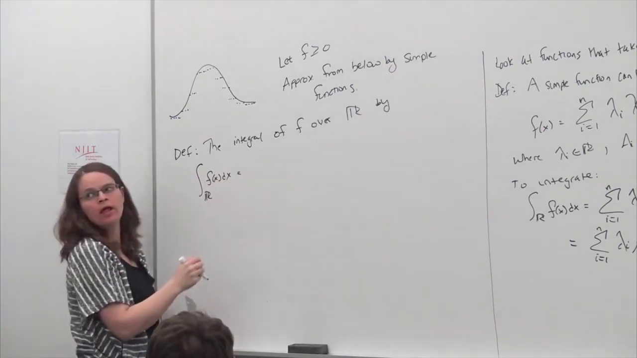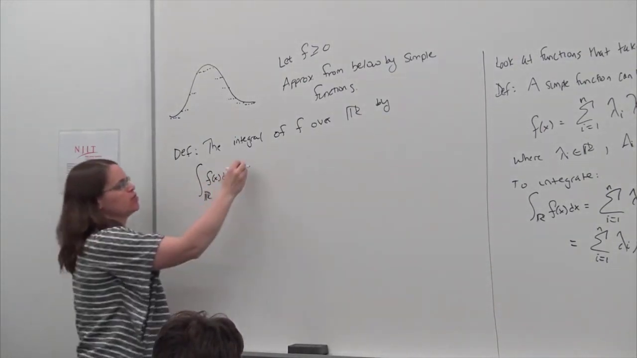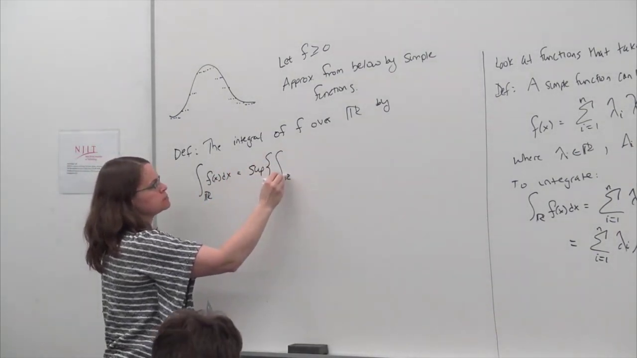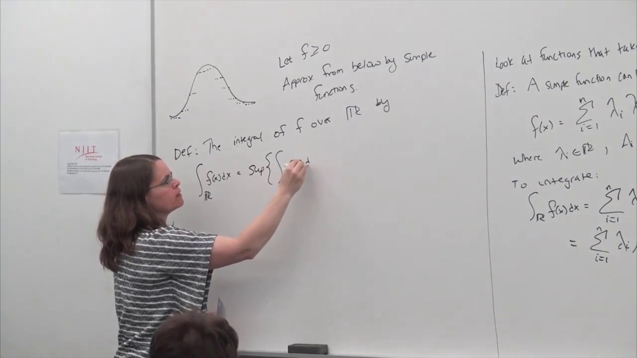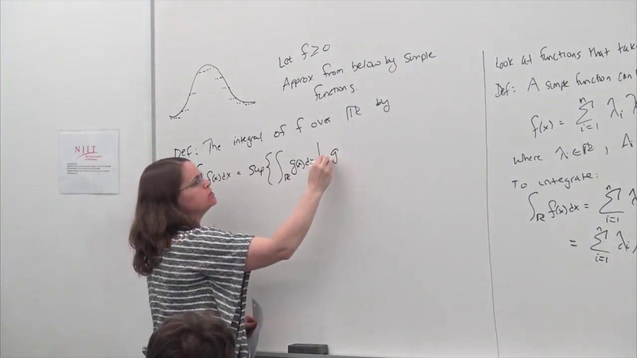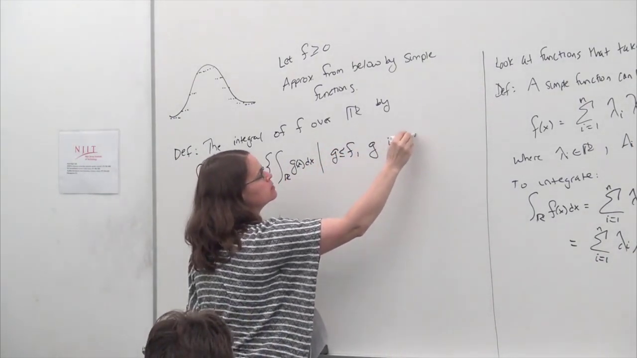Okay, so once again, we're starting with simple functions that lie below. They're all underestimators, so we need to take the supremum of these. Okay, and this is over all functions g such that g is less than or equal to f and g is simple.